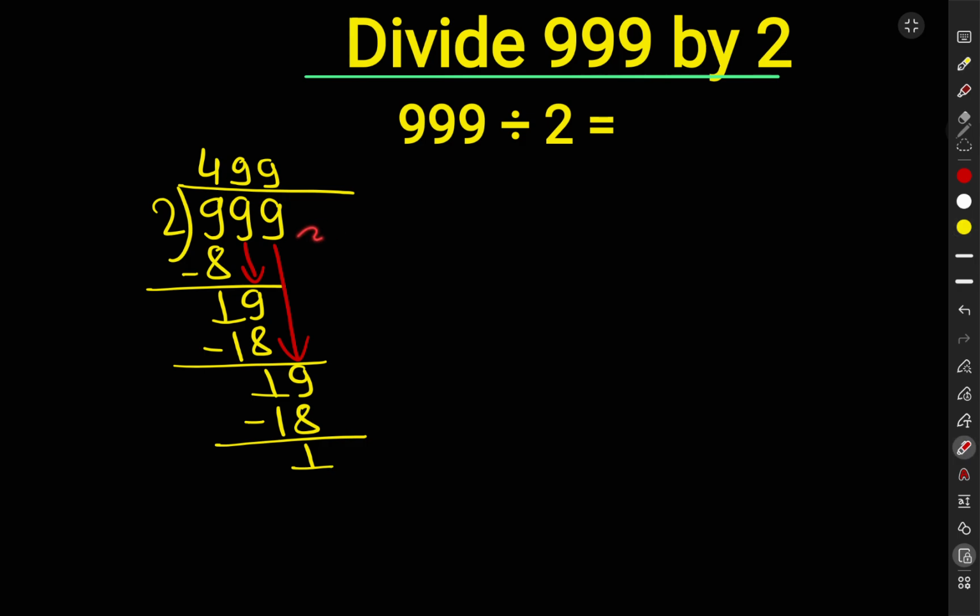So now there is no other number to put it down. So we take here decimal so that we put 0. So it is 10 and 2 times 5 is 10. On subtracting we get 0. So 999 divided by 2 is 499 decimal 5.